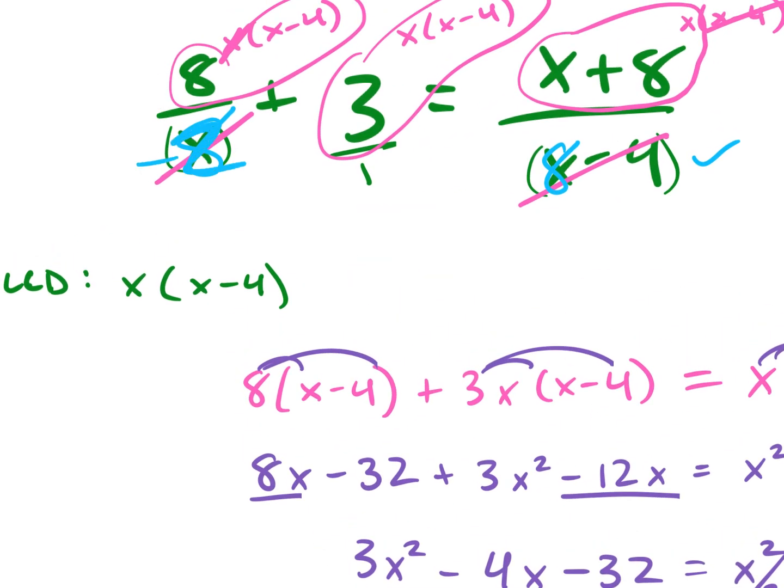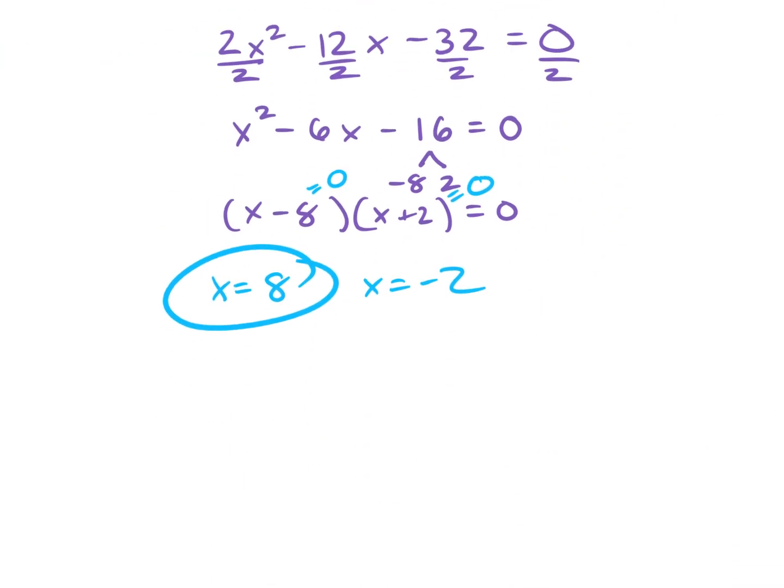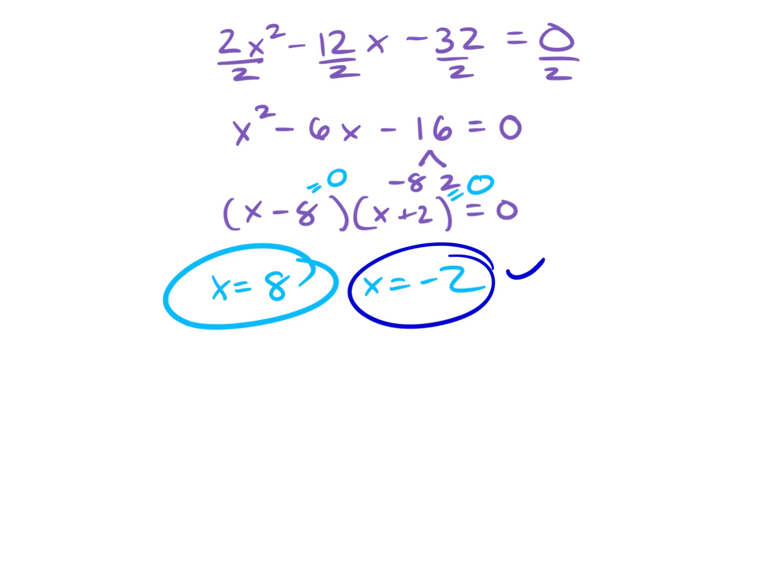Let's do negative 2. Negative 2 in our denominator. Does that work? Yep. What about negative 2 minus 4? Yep, that'd be negative 6, so it's not 0, so it works there too. So is negative 2 an answer? Yep, so here we have 2 answers. So it's not always going to be the case that one of them cancels. Sometimes both of them may work.